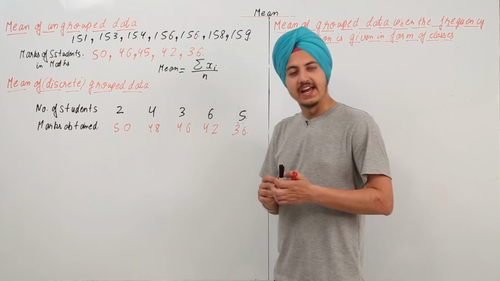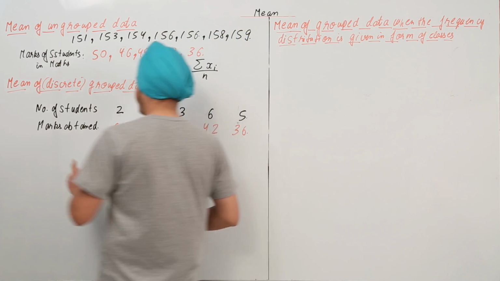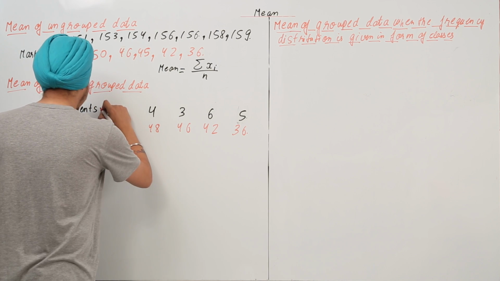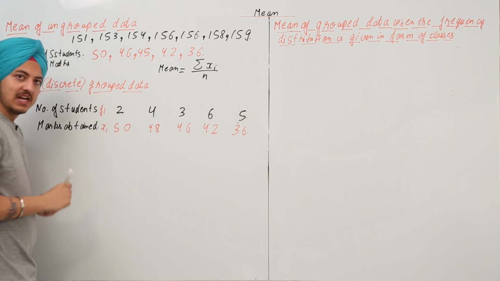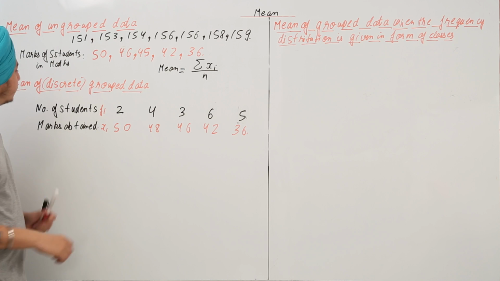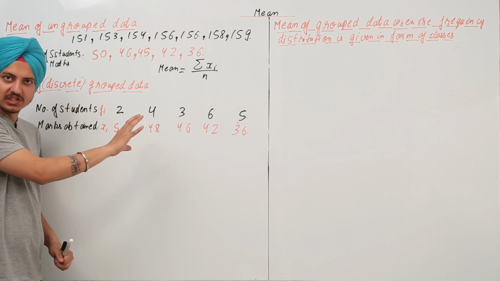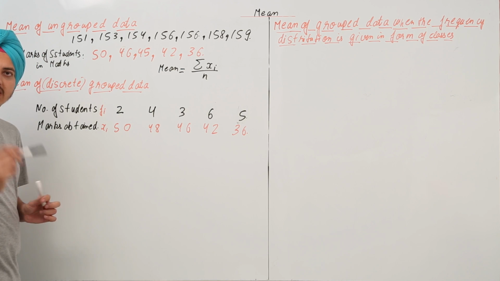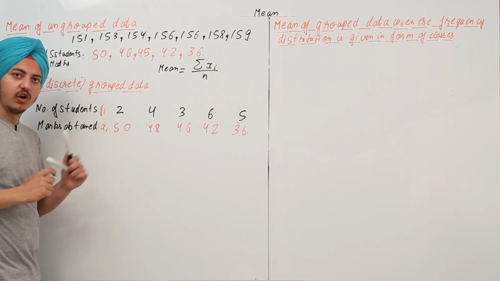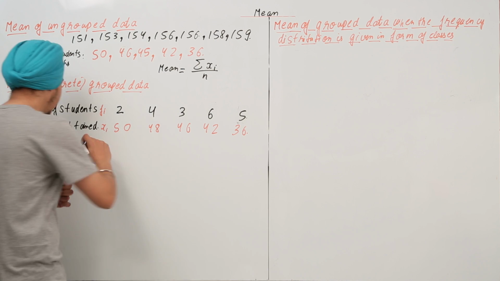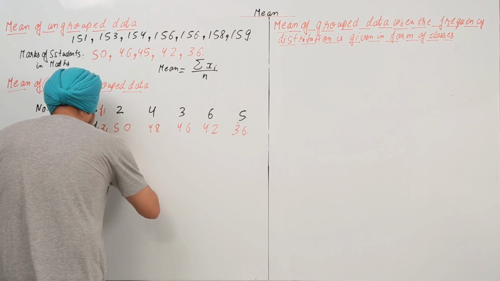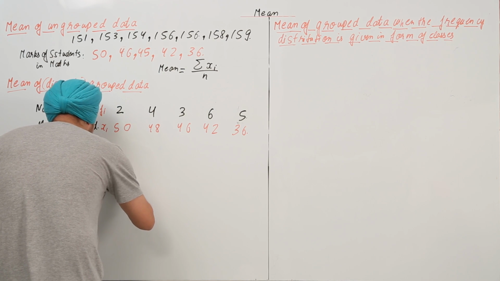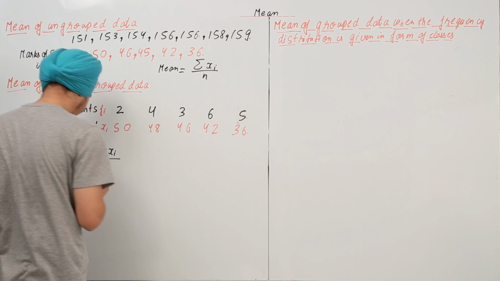What we say is that this section is xi and this section is fi. Xi and the frequency, the number of students, are also the frequency of students, right? So this is xi and this is fi. So the formula to calculate the mean of a discrete or group data is summation fi xi upon summation fi.